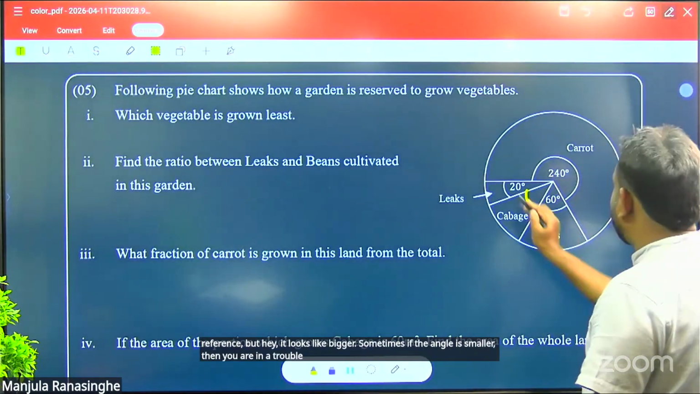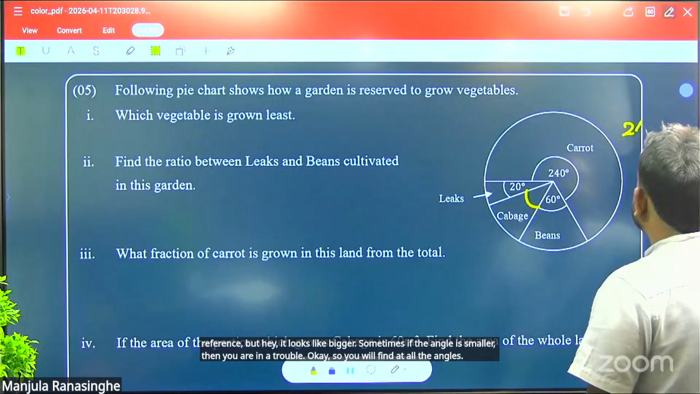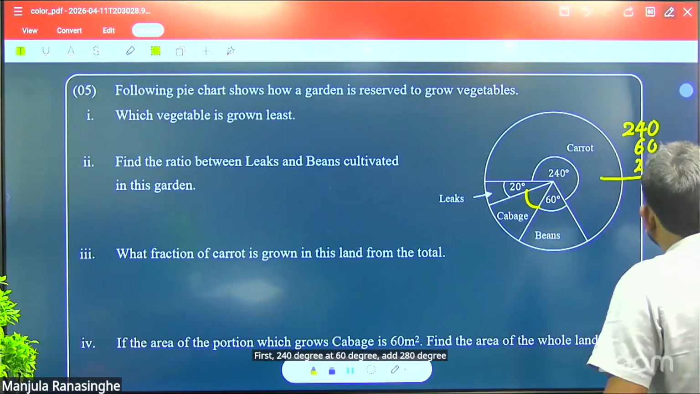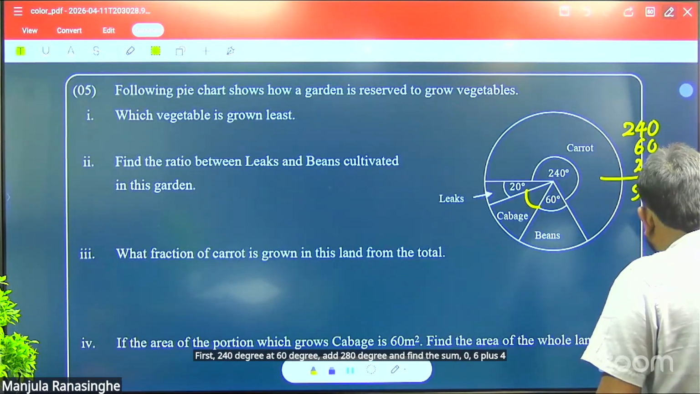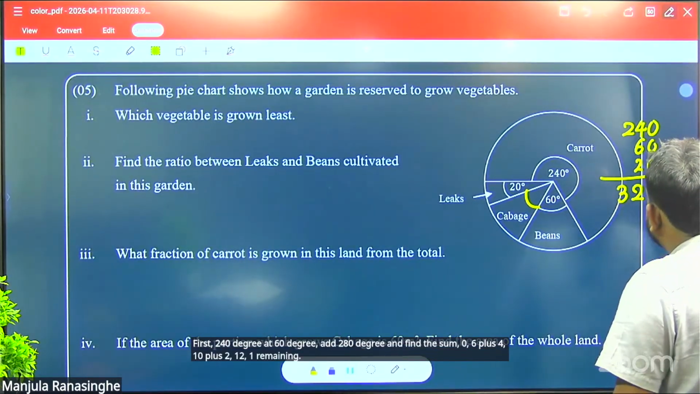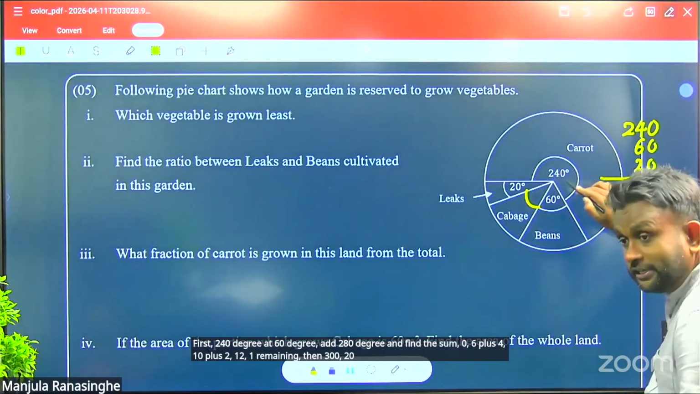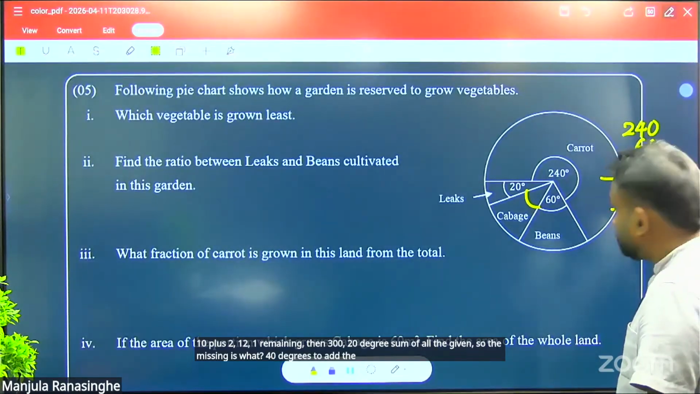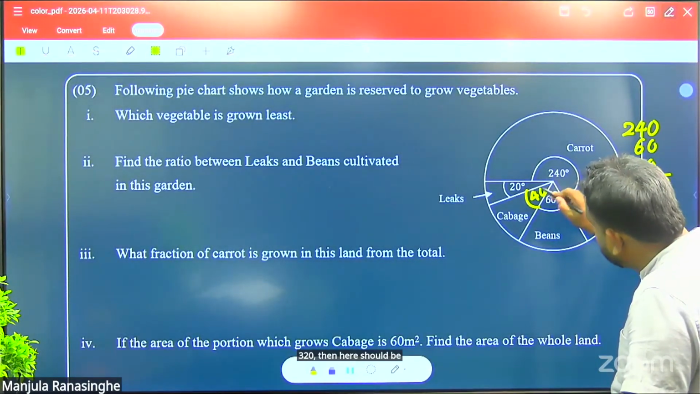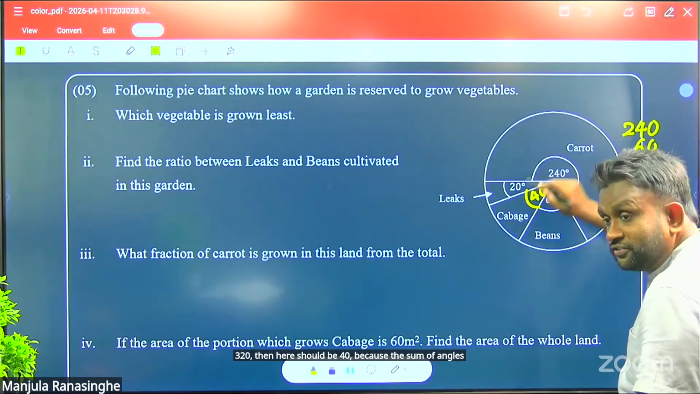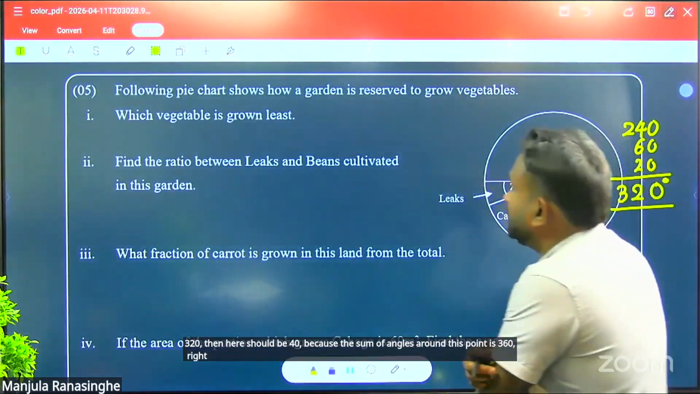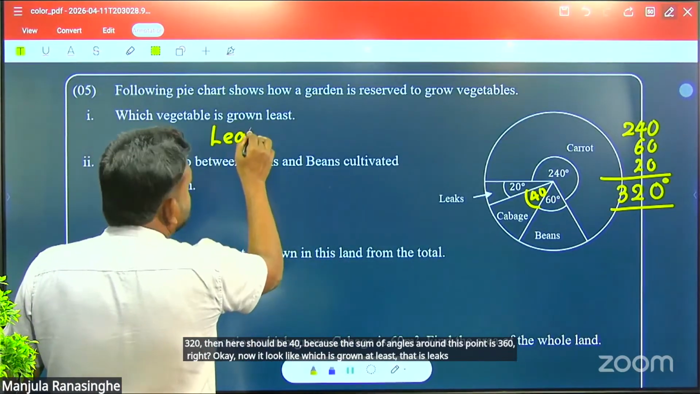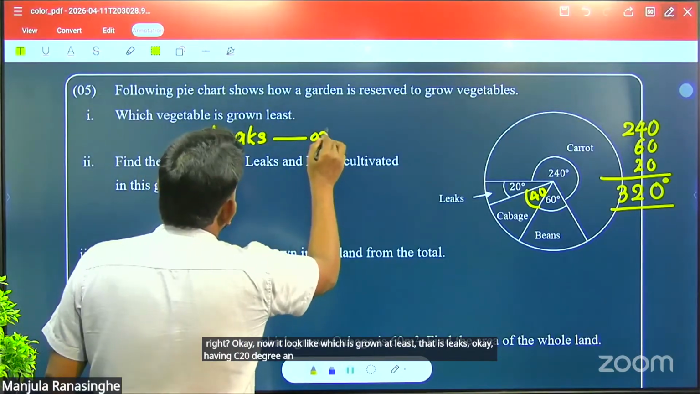Okay, so you will find all the angles first: 240 degrees, 60 degrees, 20 degrees, and find the sum. 0, 6 plus 4, 10 plus 2, 12, 1 remaining, then 320 degrees, the sum of all the given angles. So the missing one is what? 40 degrees to add up to 360. 320, then here should be 40 because the sum of angles around this point is 360. Right. Okay, now it looks like the one grown least is leeks, having a 20 degree angle. So you have 2 marks there.